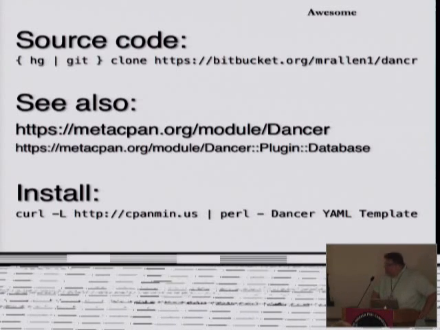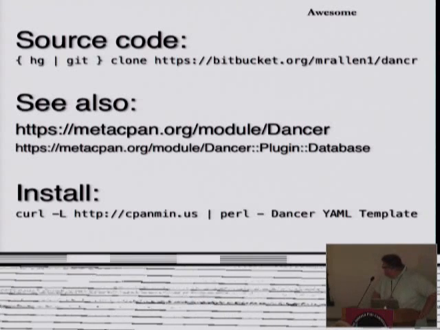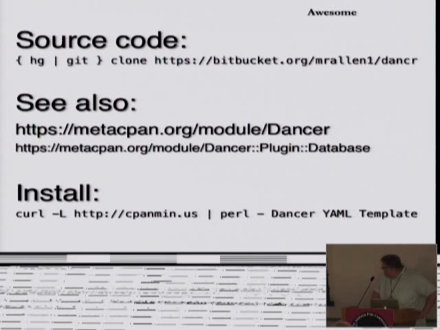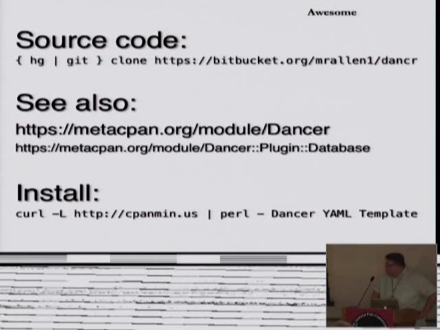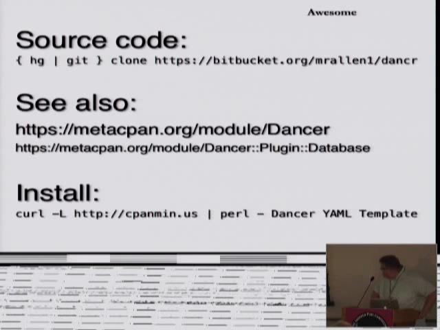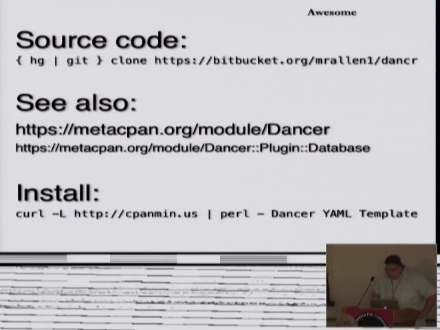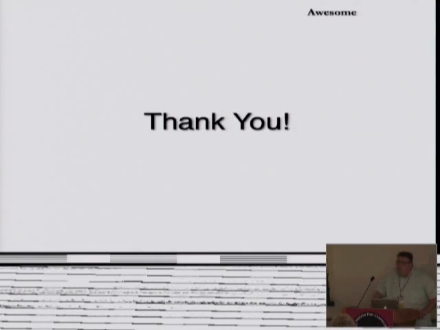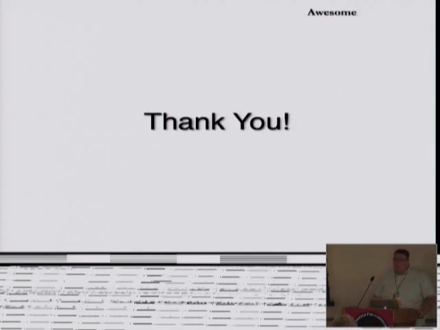And then if you want to install this for yourself, you can use cpanm. That curl command is broken now because Git switched to HTTPS, so I need to update the slide. But if you do curl --insecure -L cpanmin.us, and then you pipe that to Perl, it will actually do all the installations for you. Dancr, YAML, and Template. So, thanks. Are there questions? Thank you.